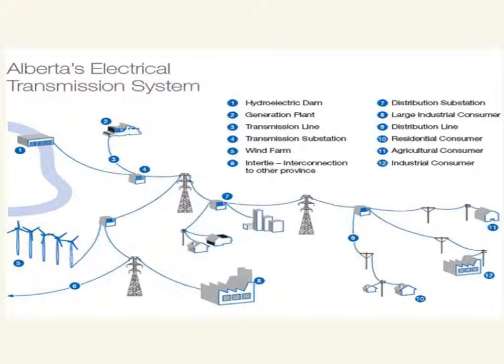Now this slide just shows Alberta's electrical transmission system and how it works out to everybody. If we look at 1, we have a hydroelectrical dam where water flowing through the dam is going to turn that turbine. We see 2, we could have a coal generation plant. 3, the lines are coming to the transmission substation, and this is where we are converting the input energy into electrical energy. And then we're going out on the transmission lines.